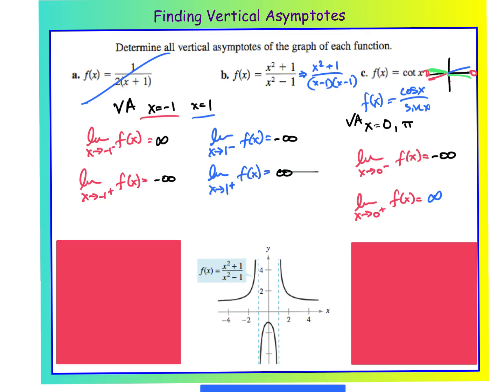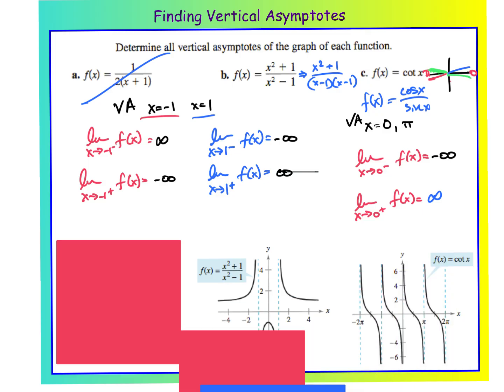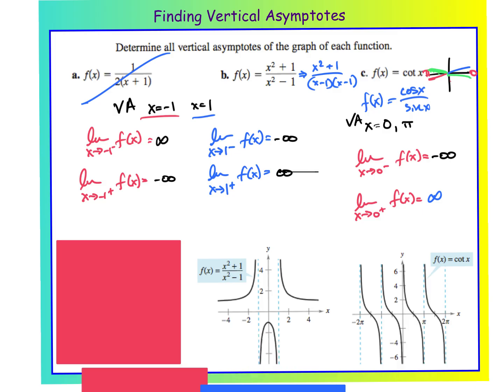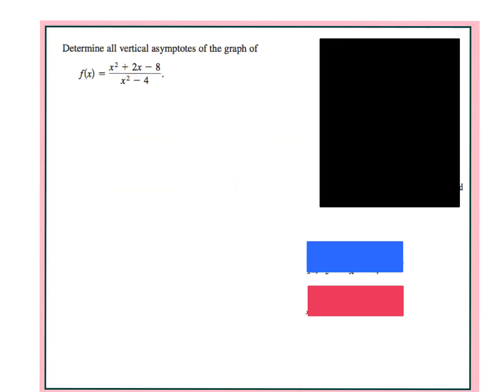All right. Cool. So this is why our graph of cotangent looks like that. This is our last one. So we're going to determine all the vertical asymptotes. We'll talk about the holes as well on this one, and we'll work with them.